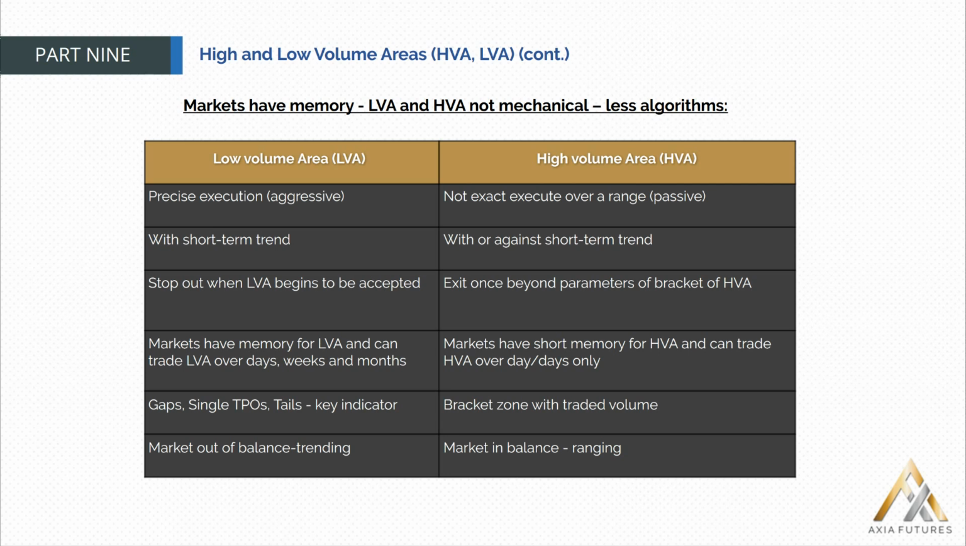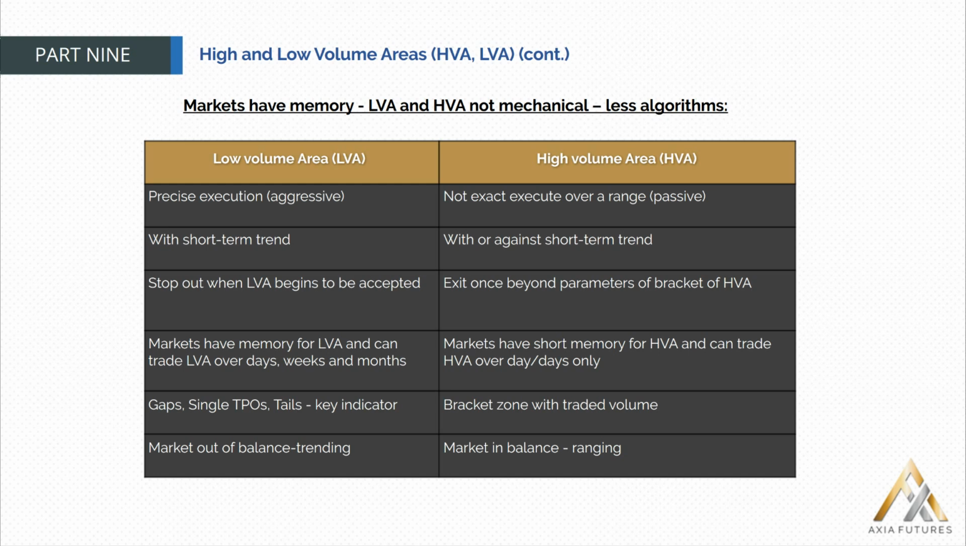In comparison, in a high volume area, we expect to see a lot of two-way trade being facilitated between buyers and sellers, and as such, the area in which you need to execute is far bigger, and you need to be far less aggressive and more passive on entry. Then note, in the low volume area, you want to trade with the short-term trend. Where there's a high volume area, you want to either trade with or against the short-term trend.